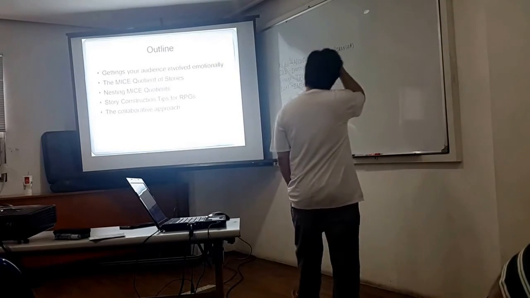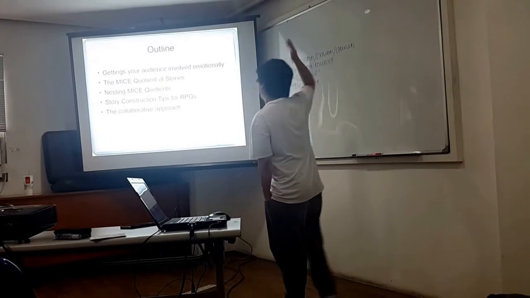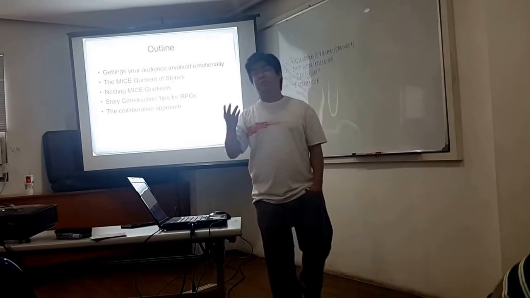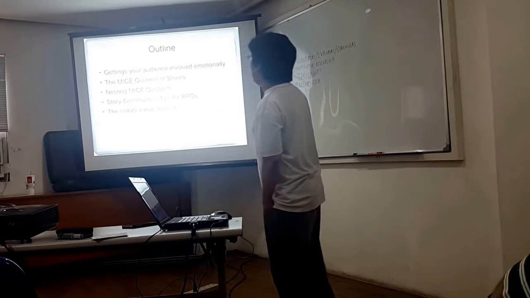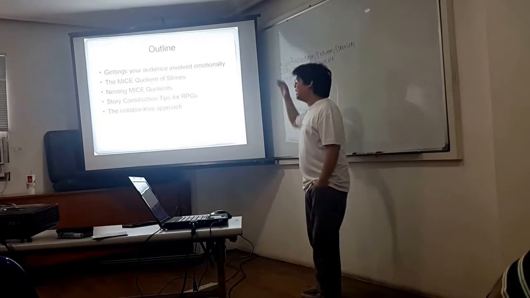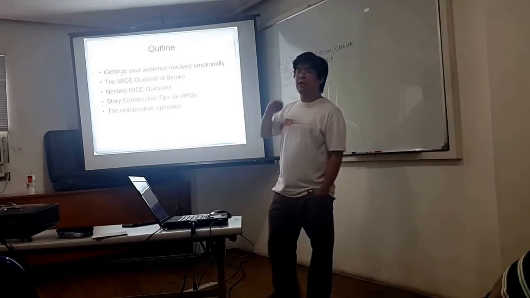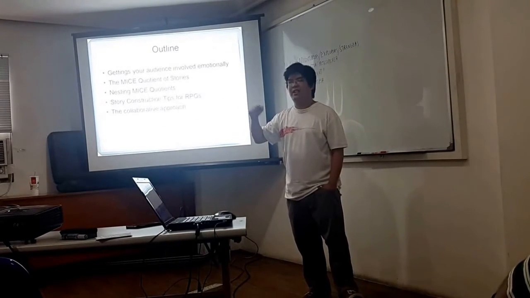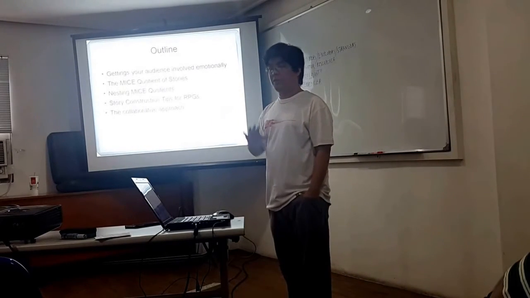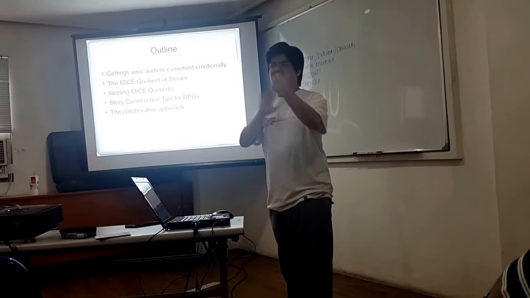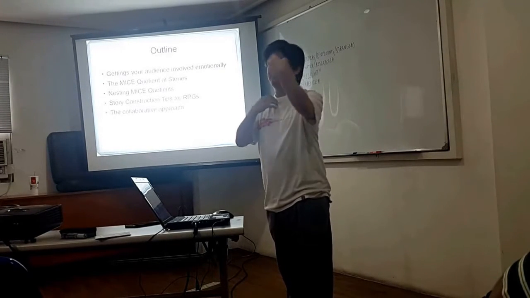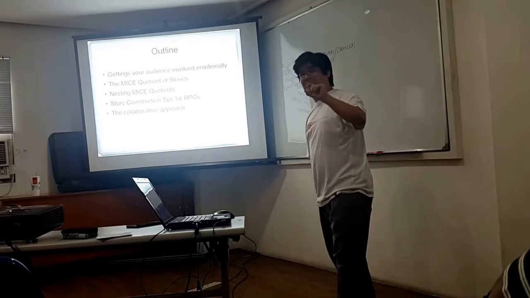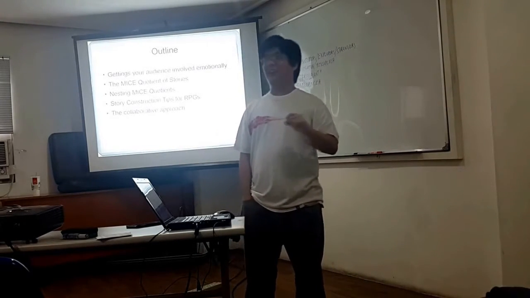Anyway, this is the outline of what we're going to be talking about. Getting your audience involved emotionally in your stories. The MICE quotient of stories, that's where we go to Orson Scott Card's philosophies of how a story should be. How to nest your MICE quotients into your story. Then we go to the RPG part, the story tips for RPGs, and the collaborative approach. How do you write your stories with your players? Now, as DJ said something about chaos generators, I want to be more positive about it, meaning I don't want to say how do you fight the chaos of your players? I'd rather say, the players want to do this, how do you work with it rather than work against it? But we will talk ever so briefly about what to do when you have those kinds of trolls in your game. There are ways around that.